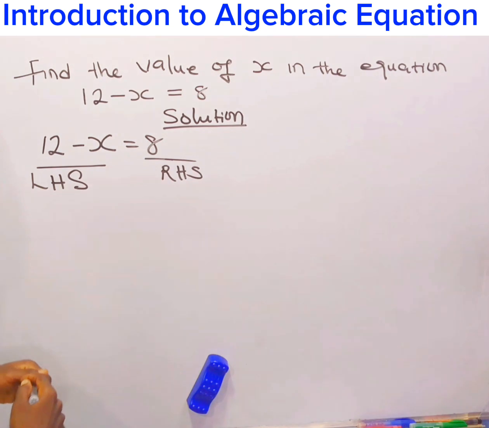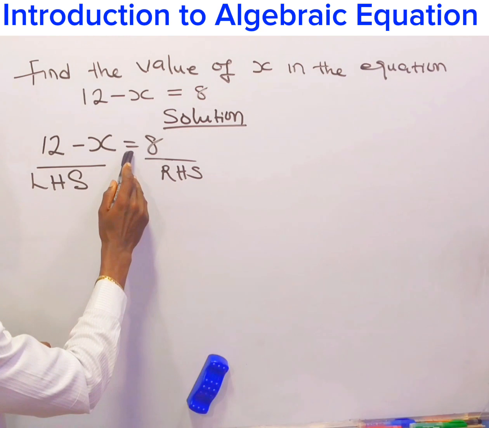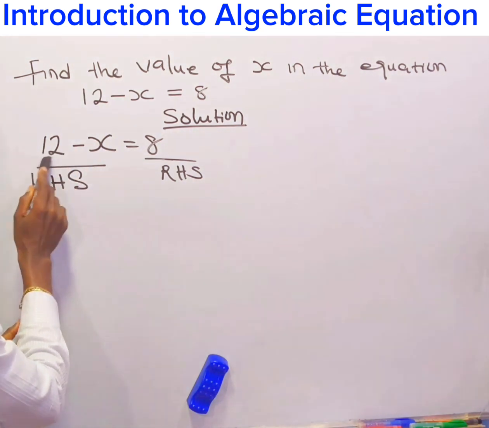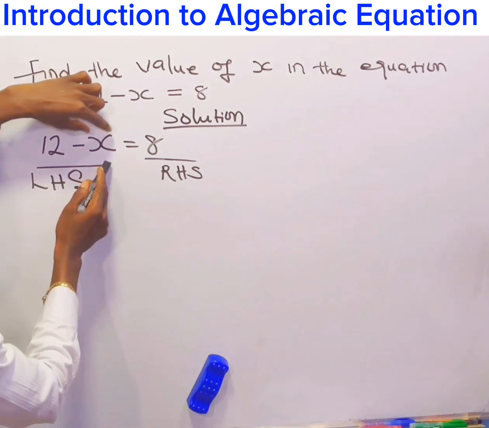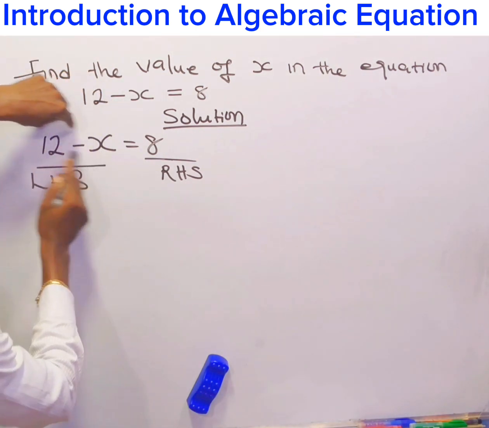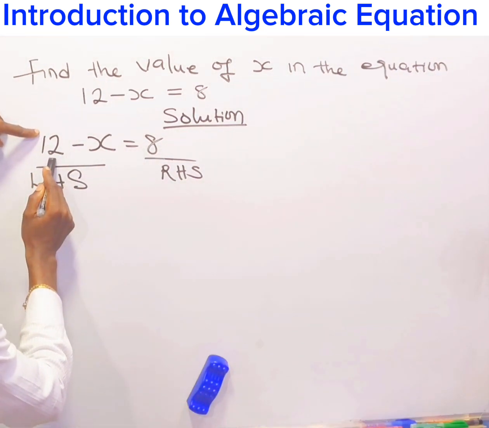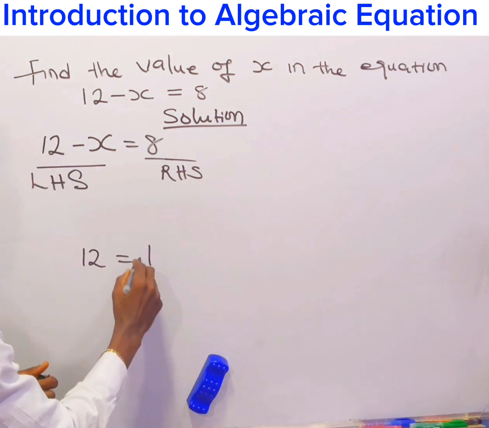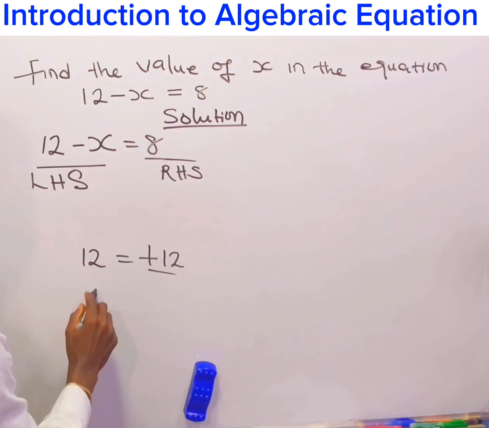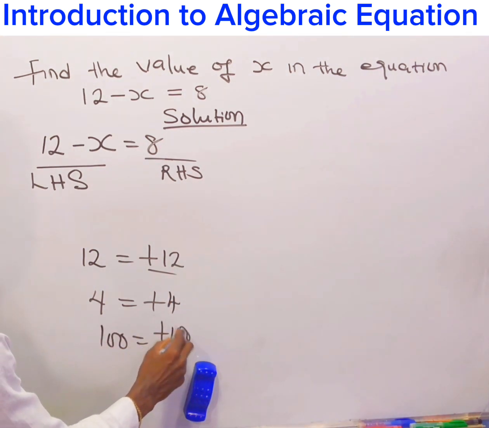However, when moving numbers or alphabets, two things happen. If it crosses the equal sign, the sign on that number will change. But if it did not cross the equal sign, which means you're moving it from one point to another, still on the left hand side, the sign will not change. Now, what sign is 12 carrying? 12 here is carrying a positive 12. If we also have 4, 4 is also carrying a positive 4. If we have 100, 100 is carrying a positive value.